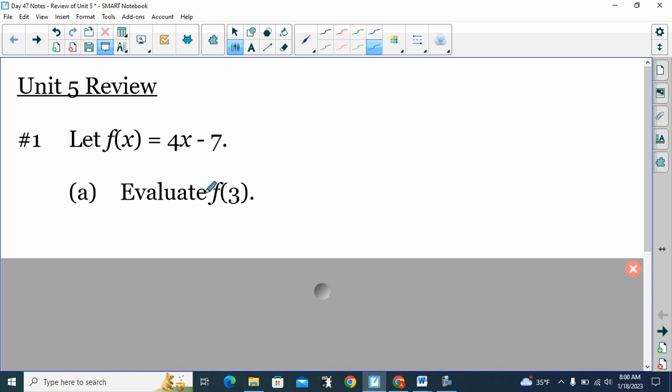So first of all, this notation, again, it's read f of 3. This is not multiplication in here. This is telling us which function to use. So we're using function f. That's the only one that's been given. And our x value is 3.